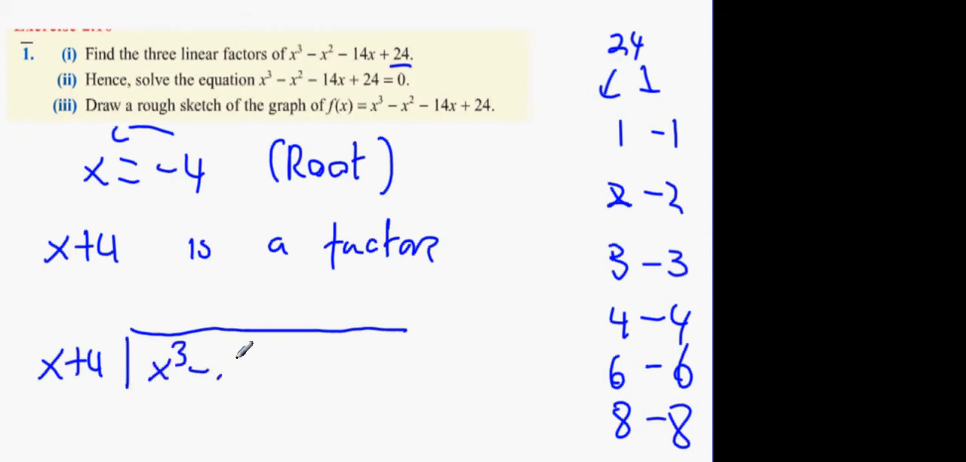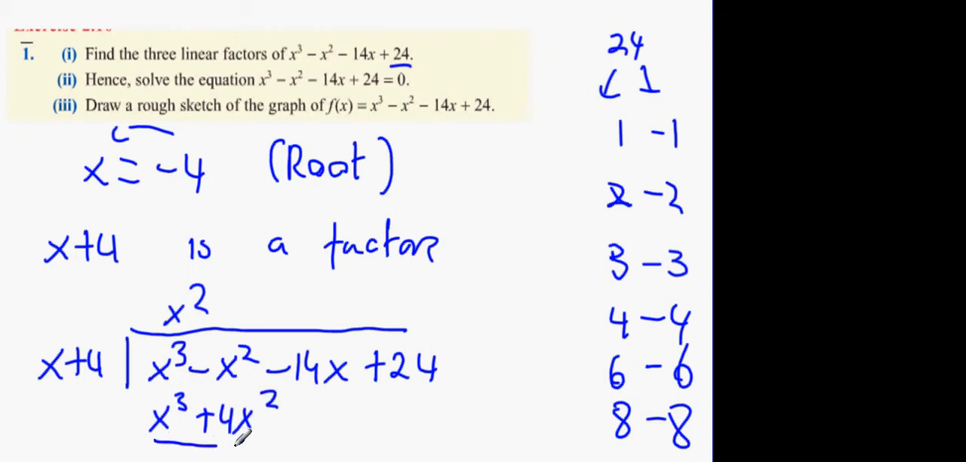The advantage of this method is you already know how to do long division. You need to know it anyway, so you might as well use a method you already know. X squared goes in, you're going to get x cubed plus 4x squared. Now we're going to take them away from each other. Minus and minus, we're going to get minus 5x squared.